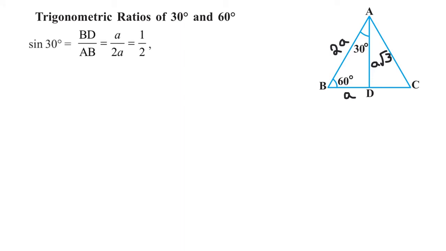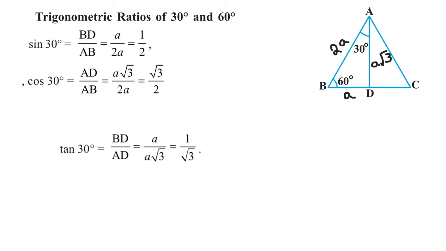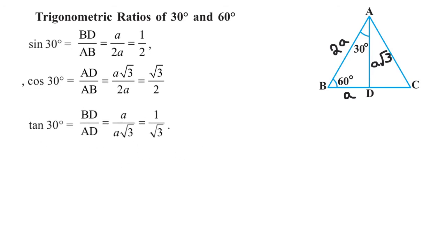What is cosine 30? Cosine 30 is going to be adjacent over the hypotenuse, that is AD over AB, and that is going to be A root 3 over 2A, which is root 3 over 2. What is tan 30? It is opposite over adjacent. So, tan 30 is going to be 1 over root 3.